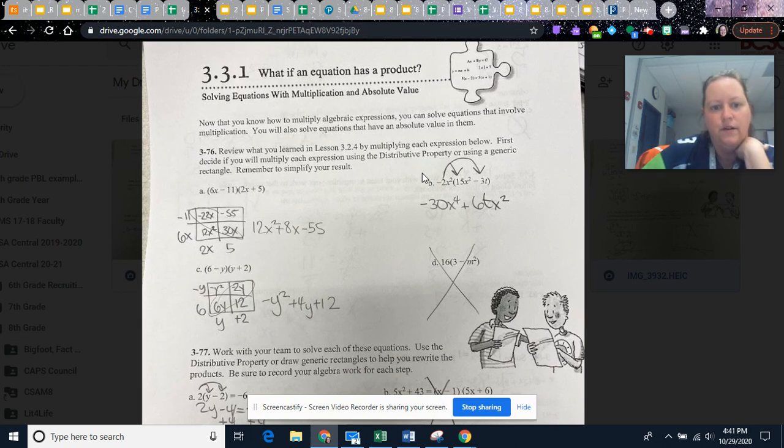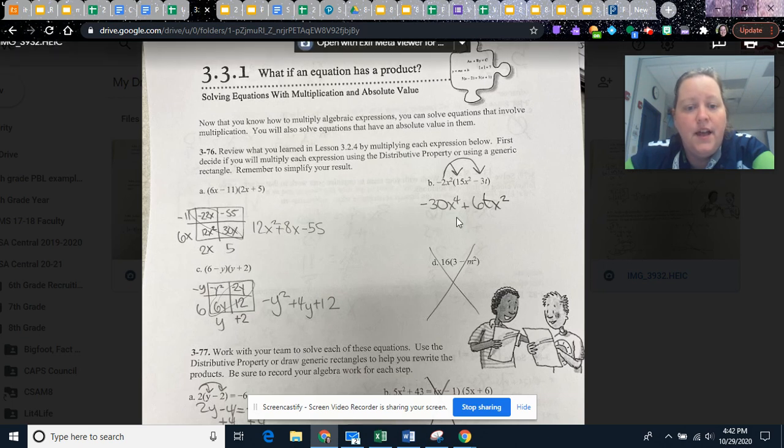Now that you know how to multiply algebraic expressions, you can solve equations that involve multiplication. You will also solve equations that have an absolute value in them. So we're going to review what we've learned. I'm going to do 2 using the generic rectangle and 1 using the distributive property.